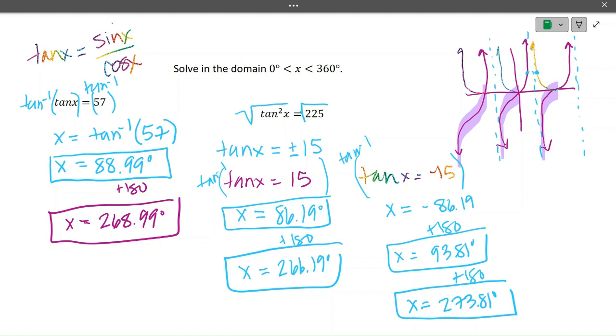All right. So that is how you find values in equations involving tangent and tangent squared.